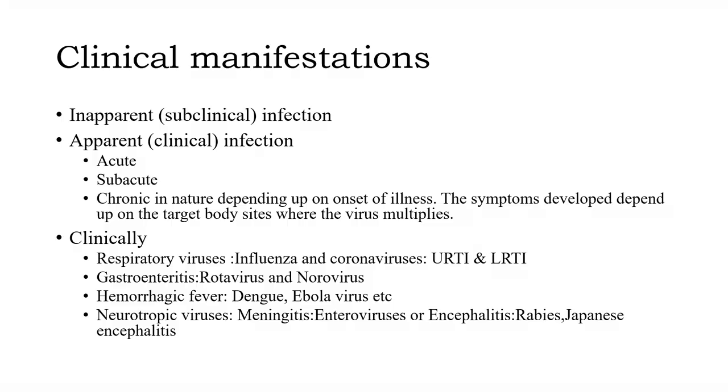Clinically, respiratory viruses like influenza and coronavirus can cause lower respiratory tract and upper respiratory tract infections. Gastroenteritis can be caused by rotavirus and norovirus. Hemorrhagic fevers by dengue, Ebola, and so on. And some viruses which are specific for nerves can cause meningitis, like enterovirus, or encephalitis viruses.